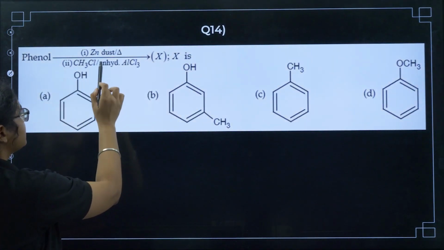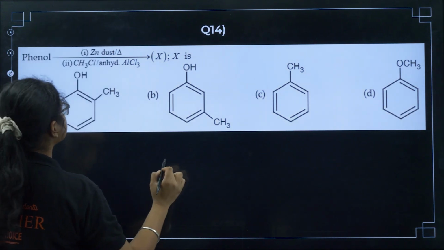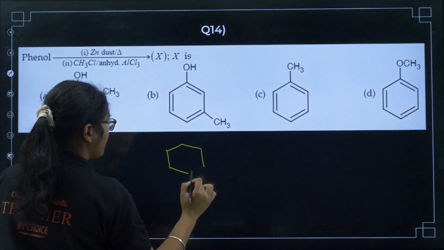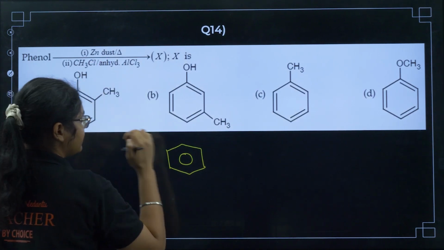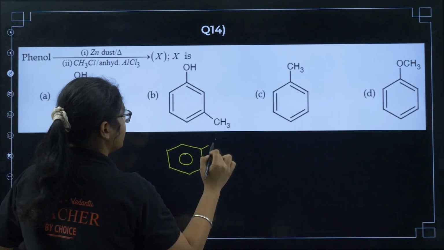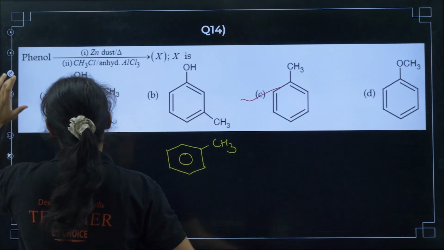Next you have phenol, zinc dust, and this one. So phenol and zinc dust will first give you benzene, right? When I treat it with this one, first I will get benzene, okay, and after benzene we will treat with CH3Cl, anhydrous AlCl3. So I will get this one. Okay, so that is your option number C.